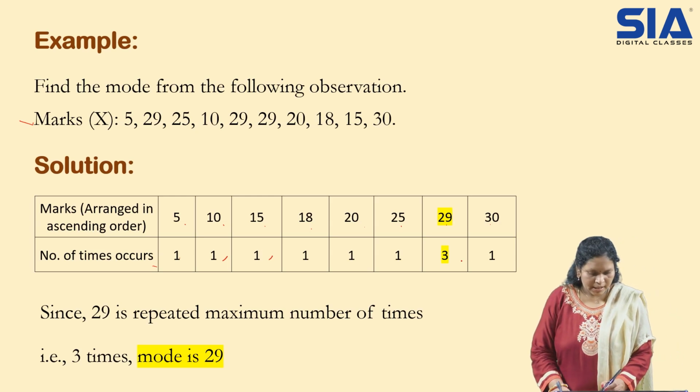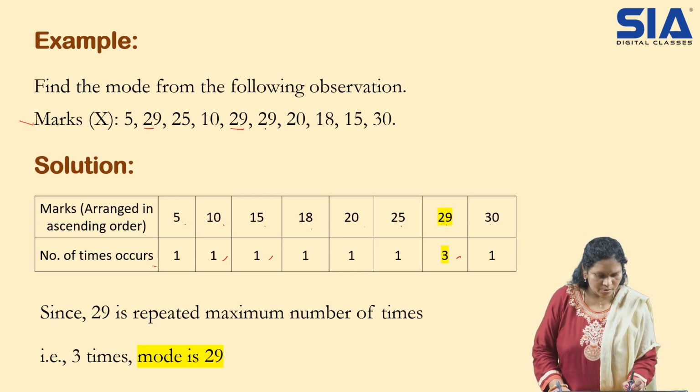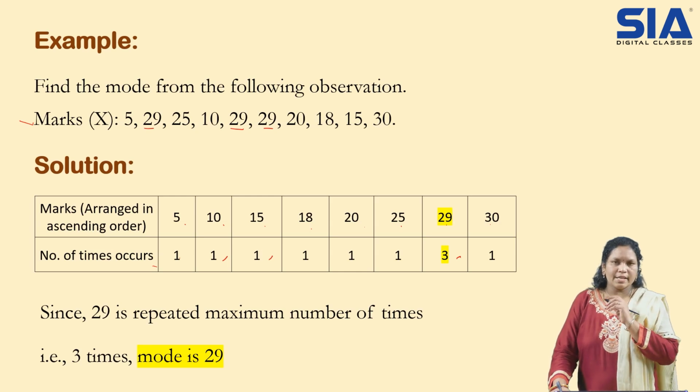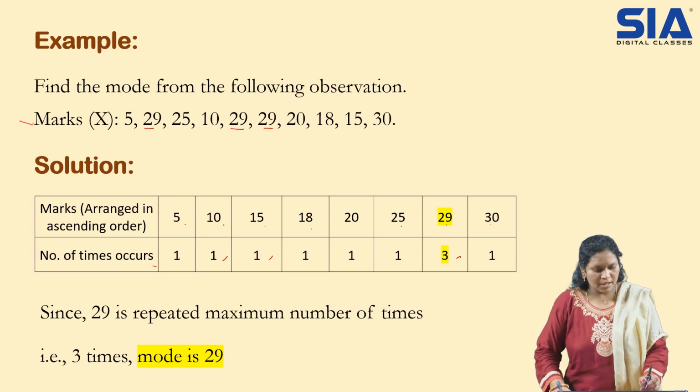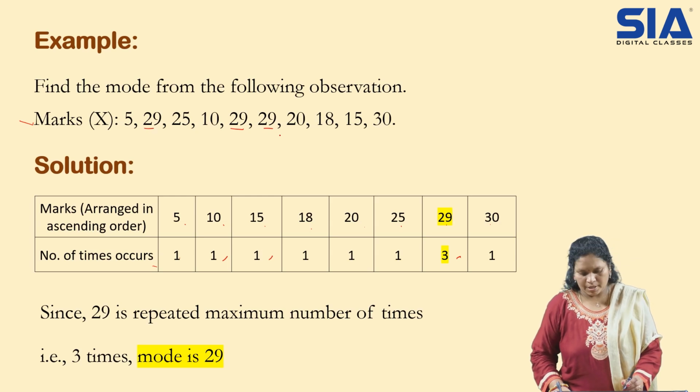Next, here 29, 3. Why? Because 3 times it has repeated. Check it out here: 29, 29, 29, 3 times it has repeated. While arranging in ascending order, I wrote it only a single time here. Now I am checking the original data. From there I have identified 29 as repeated 3 times, so I have written 3 here. And 30 a single time, 1 here.